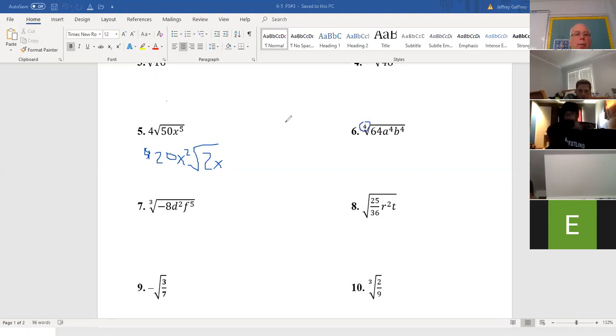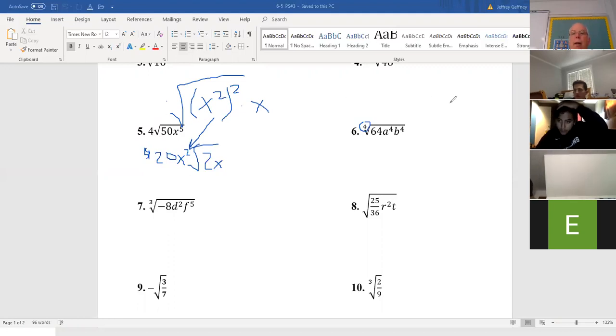Okay, 64. Sir, wait, what is the next to the 20? Is that just like a scribble or is that actually supposed to be something? 20x squared. Because we got x to the 5th, so we got x squared. Here, I'm going to write it this way. We got x squared times x squared, or x squared times x, right? The square root of this guy is just x squared, leaving the x under the radical. Make sense? Yep. All right.